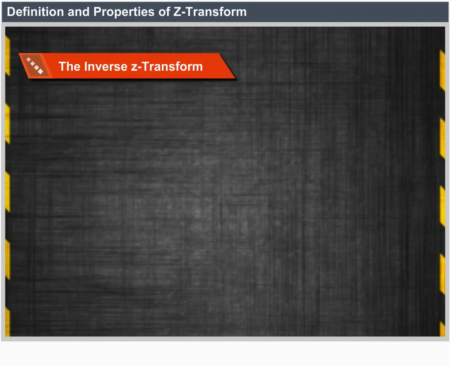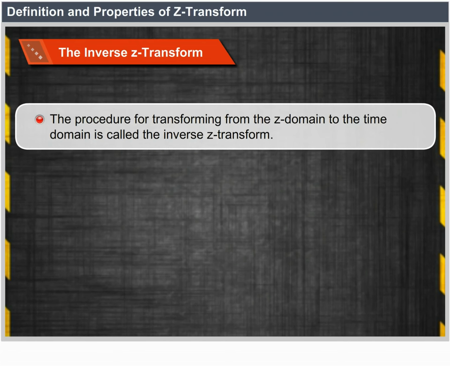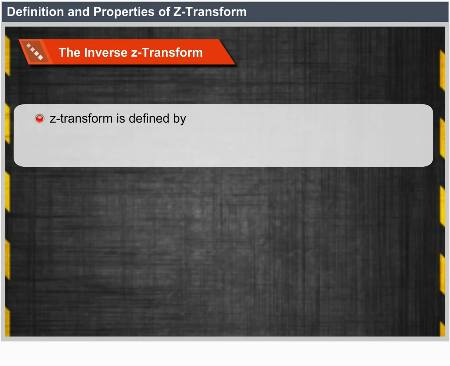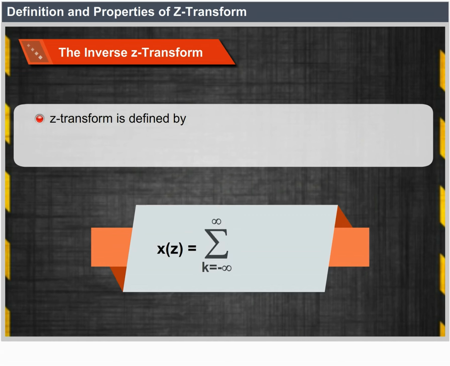The inverse Z transform. The procedure for transforming from the Z domain to the time domain is called the inverse Z transform. An inversion formula for obtaining x of n from X of z can be derived by using the Cauchy integral theorem, which is an important theorem in the theory of complex variables. The Z transform is defined by X of z equal to summation k equal to minus infinity to plus infinity x of k into z power minus k.